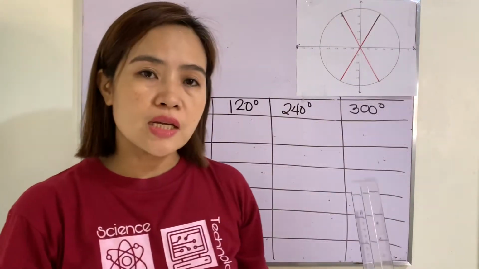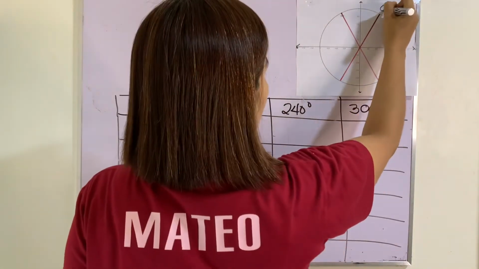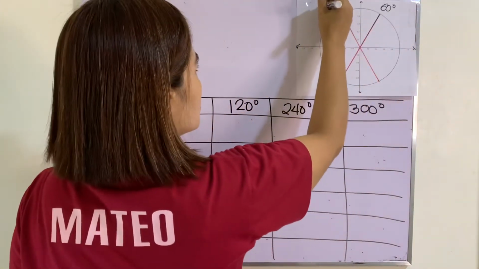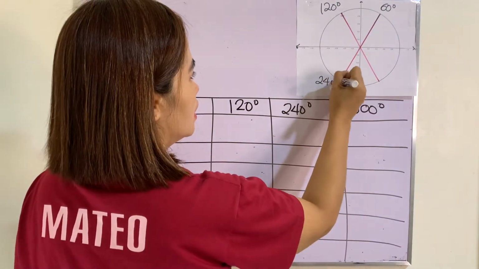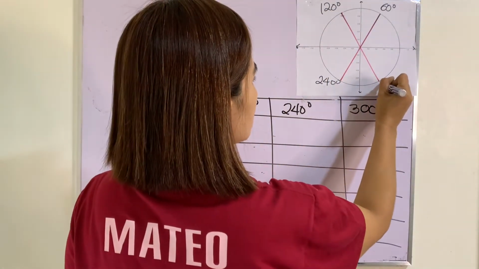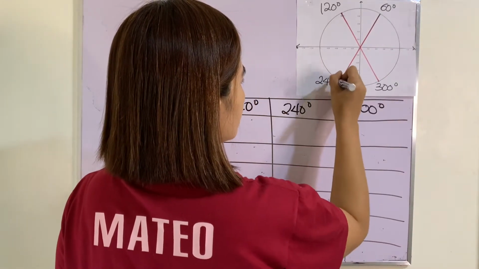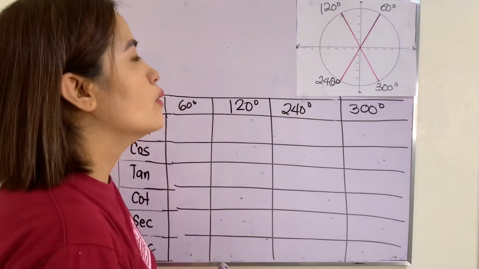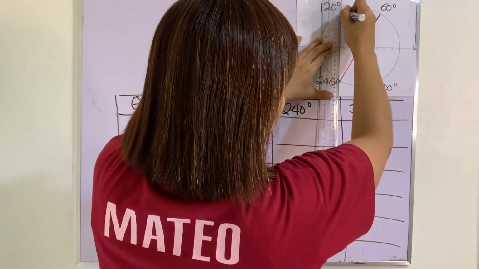Moving on to the last set of special angles. We know that this one is 60 degrees. This one is 120. This one is 240. And this one is equivalent to 300 degrees. Okay. Now, I will be connecting it again to the x-axis to form a right triangle.